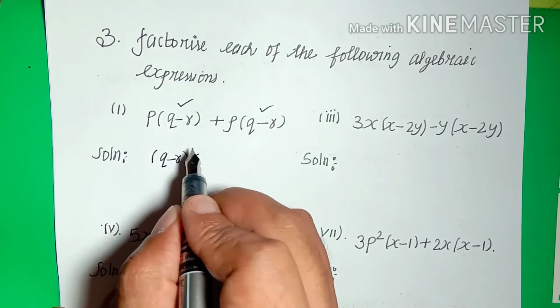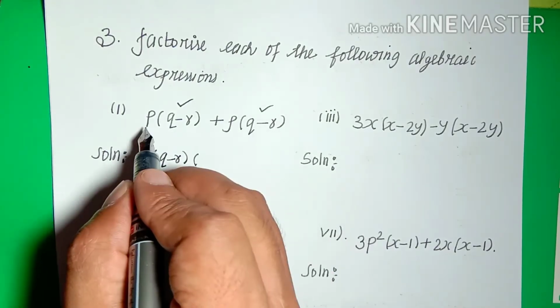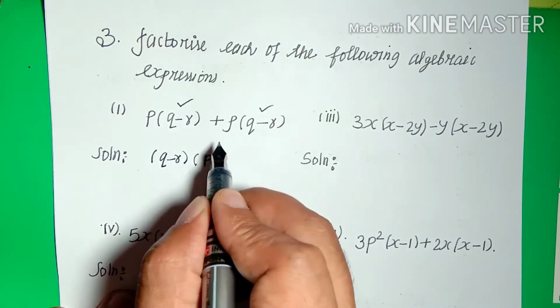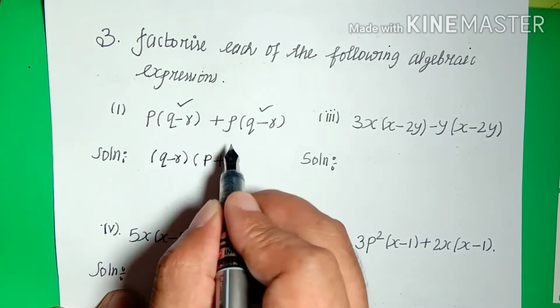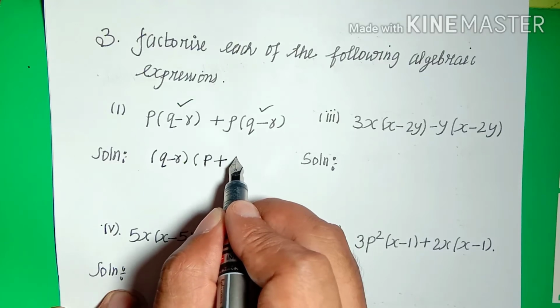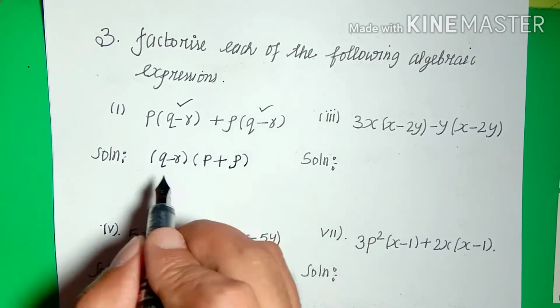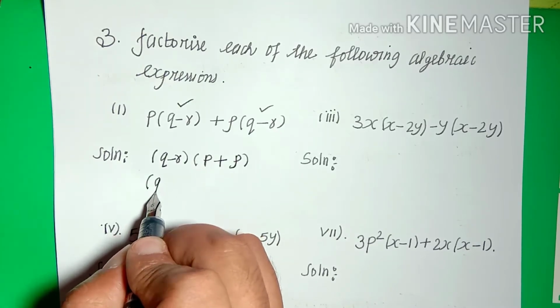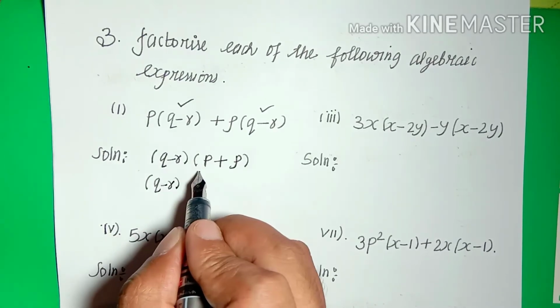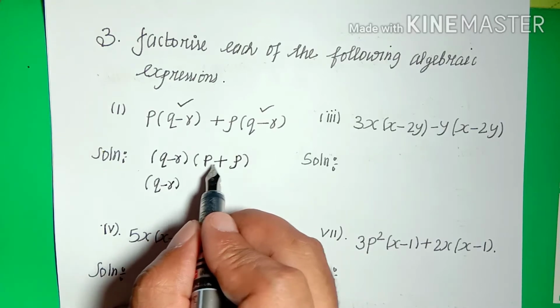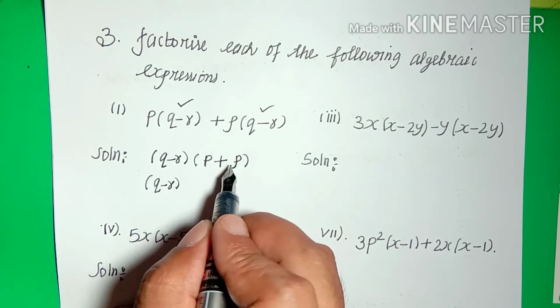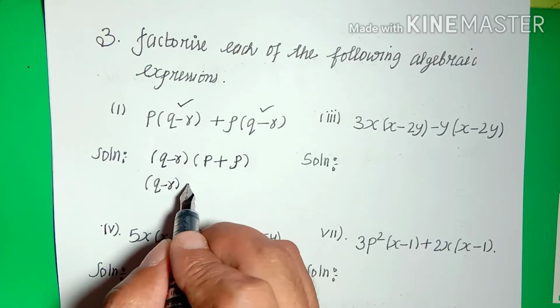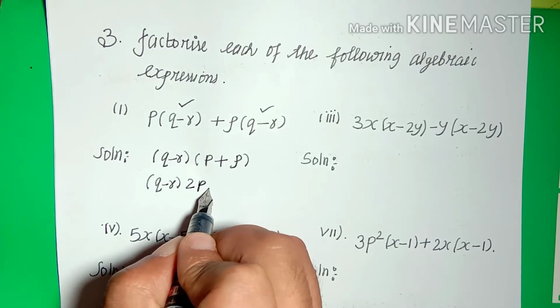So we can take here the factor q minus r as the common factor. After taking q minus r common factor, we are left with p, and here the sign plus again p. Here q minus r is not possible to subtract, so we drop the same, but on the other side it is possible to add because these two are like terms. 1p plus 1p will be 2p.